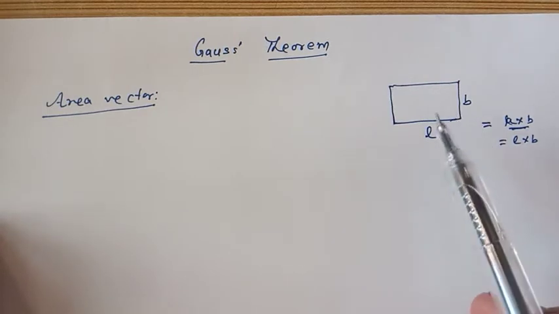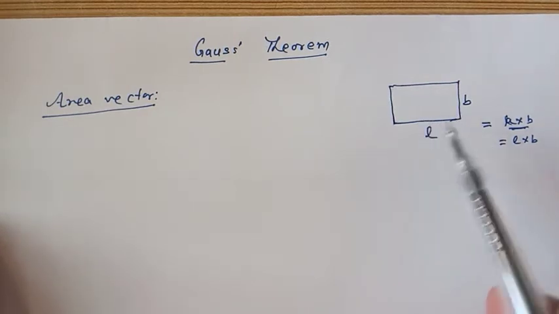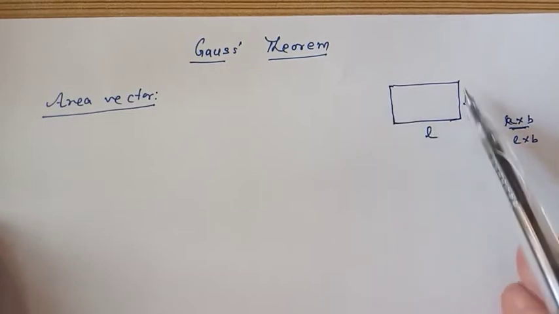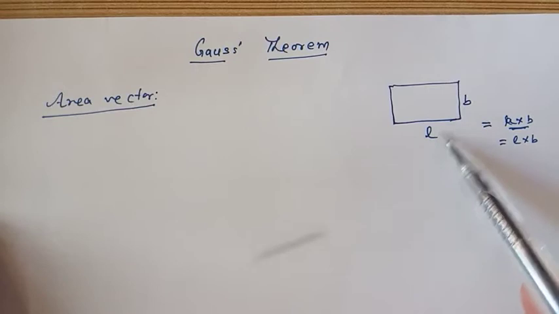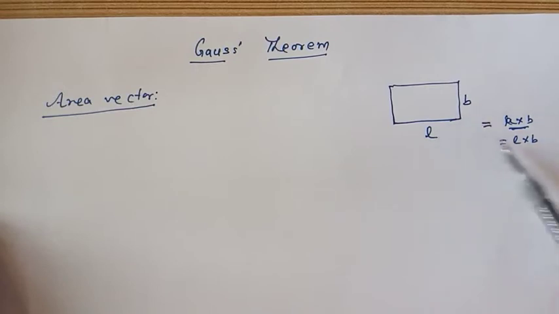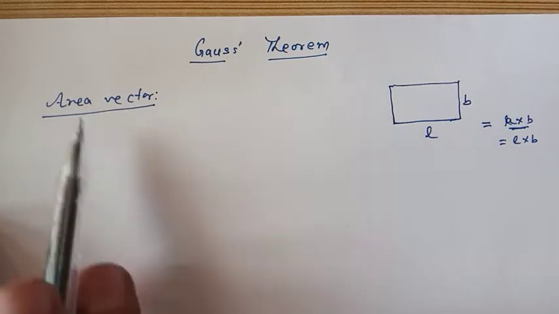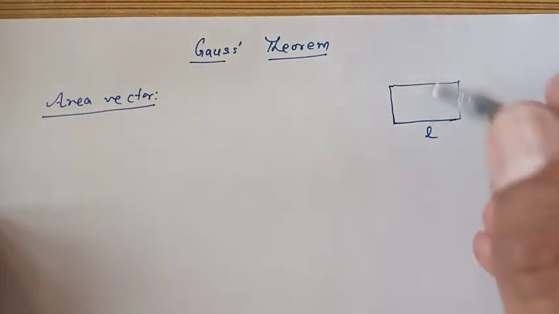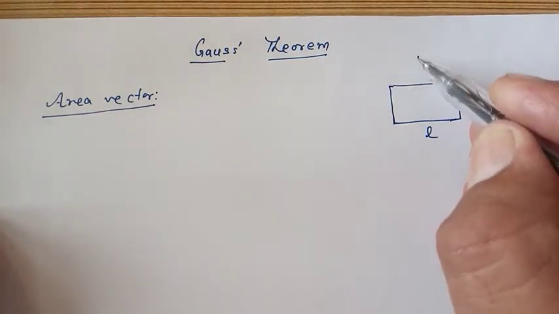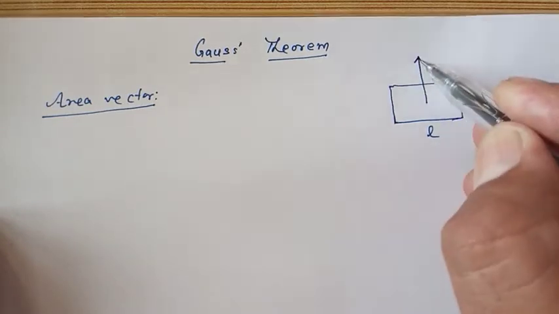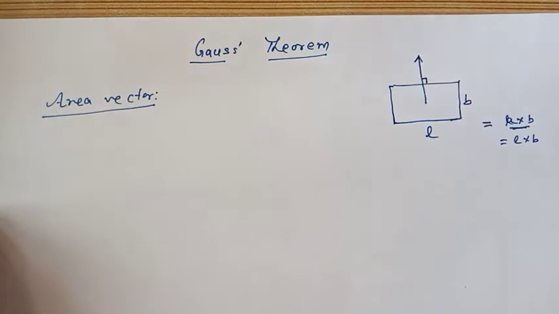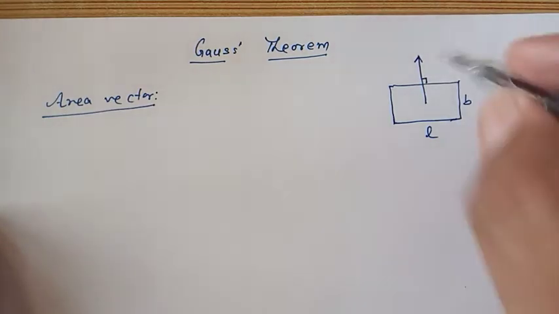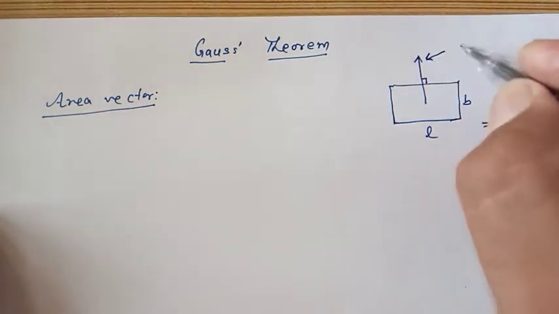So you all know area is a scalar quantity. For example, if you are having this rectangular surface, so area of this rectangular plane is what? Length into breadth. This area is a scalar quantity. But what is area vector? So area vector is a vector drawn perpendicular to this area. If you are drawing any vector which is perpendicular to this area, this vector is termed as the area vector.